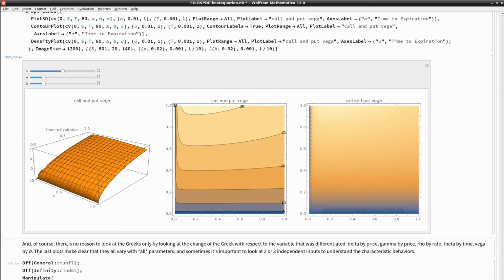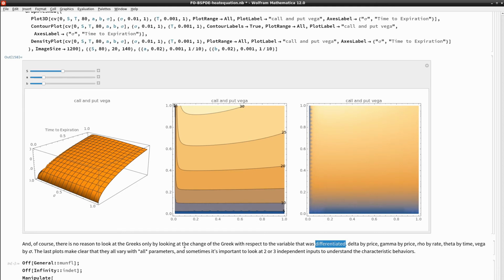And I want to point out that there is no reason to look at the Greeks only by looking at the change of the Greek with respect to the variable that was differentiated. Why do we have to look at my delta only with respect to stock price, or my theta only with respect to time, or my vega only with respect to volatility?